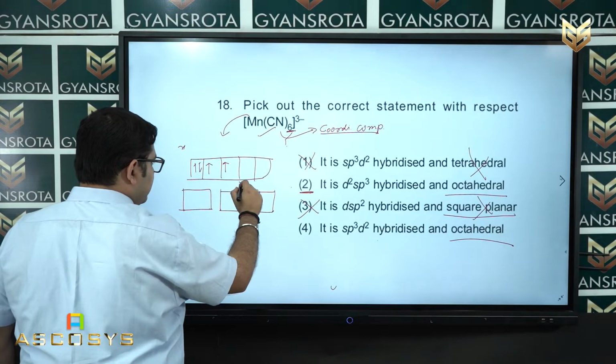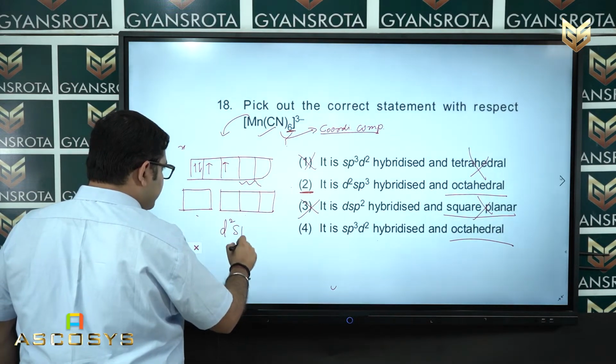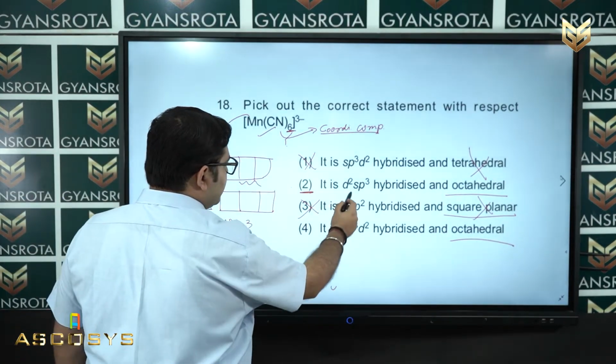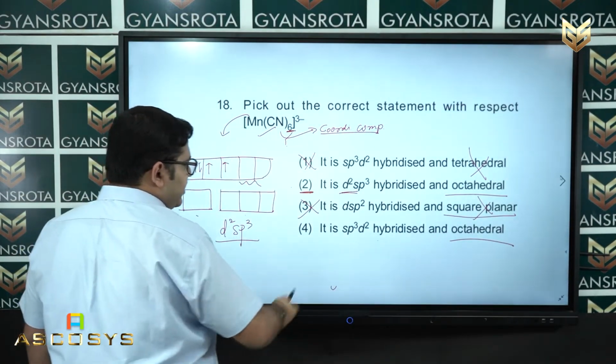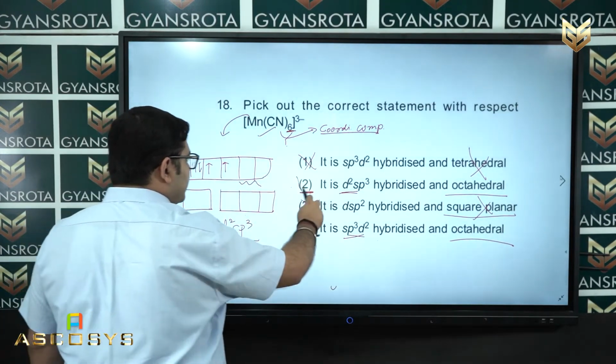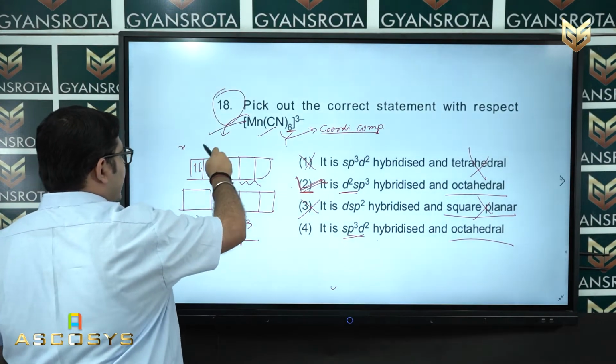So, what you have to leave out? This is D, S and 2. So, D2 SP3. If you see, option number 2 mentions D2 SP3, but in option number 3 they are mentioned as SP3 D2. So, option number 2 is the correct answer of question number 18.